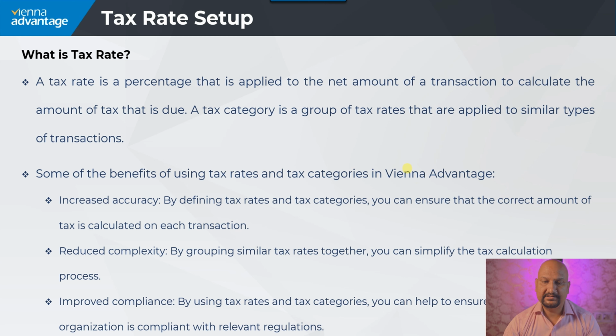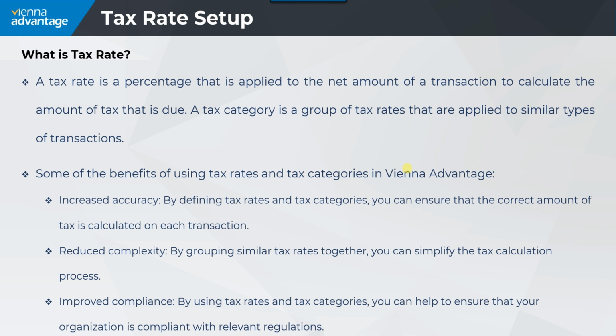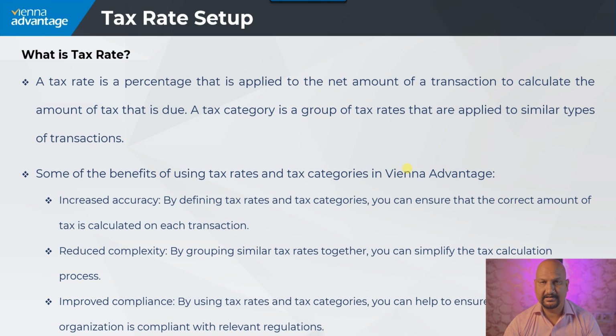Some of the benefits of using tax rates and tax categories in the Vienna Advantage system: it increases your accuracy. By defining the tax rates and tax categories, you can ensure that the correct amount of tax is calculated on each transaction. It reduces complexity. By grouping similar tax rates together, you can simplify the tax calculation process. And the third one is improved compliance. By using tax rates and tax categories, you can help ensure that your organization is compliant with relevant regulations. So that is basically the tax rates.